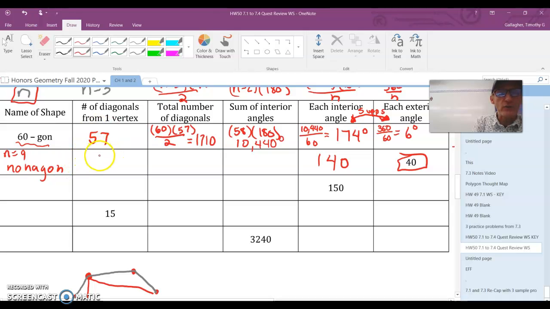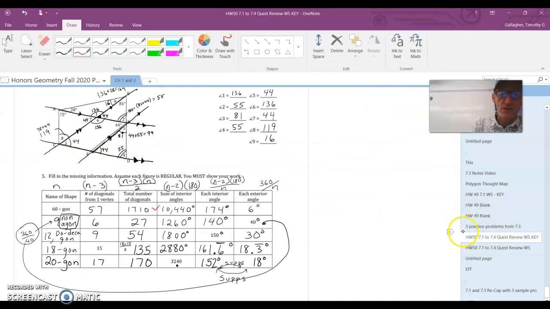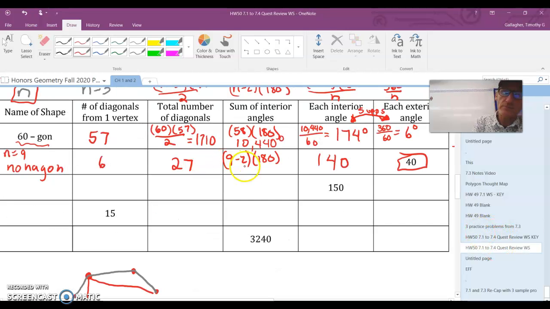Now, the number of diagonals from the vertex is pretty easy to do. It's 6. The total number of diagonals is 27. And if I wanted to figure out the sum of the interior angles, I would do 9 minus 2 times 180, all right, which is 7 times 180, which is, excuse me, 1,260.